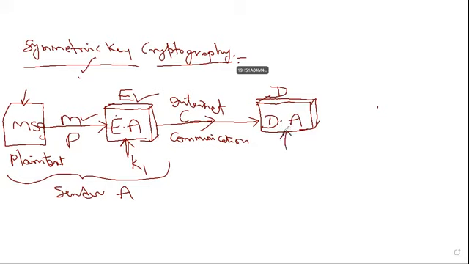Whatever the key the sender uses, that same key must be used by the receiver. Then only he can successfully decrypt the message, and he can restore the original message M, either original message M or, sorry, plain text. You can restore the plain text by using decryption algorithm.